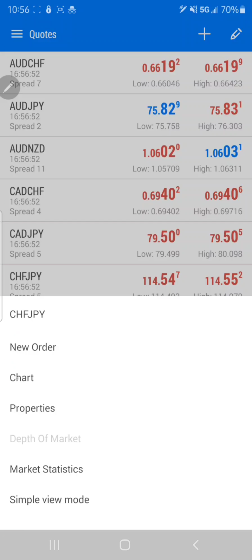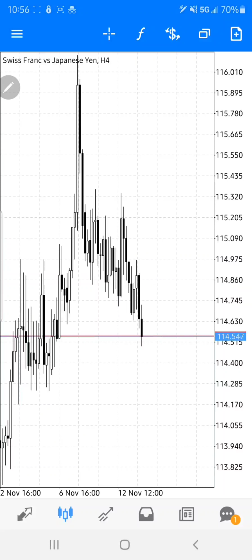So I'm going to open up this chart. Now here, I don't care. I'm not looking for a trend. I'm not looking for anything in particular in the market right now. I'm just strictly showing you where the entry price is, how to put in a stop loss, how to put in a take profit.